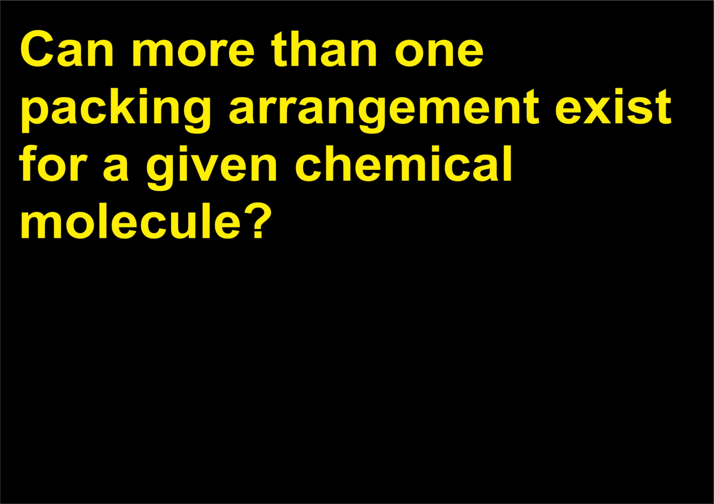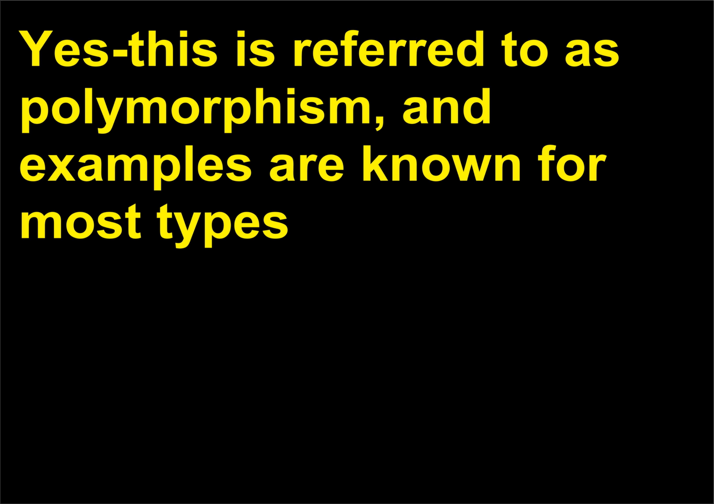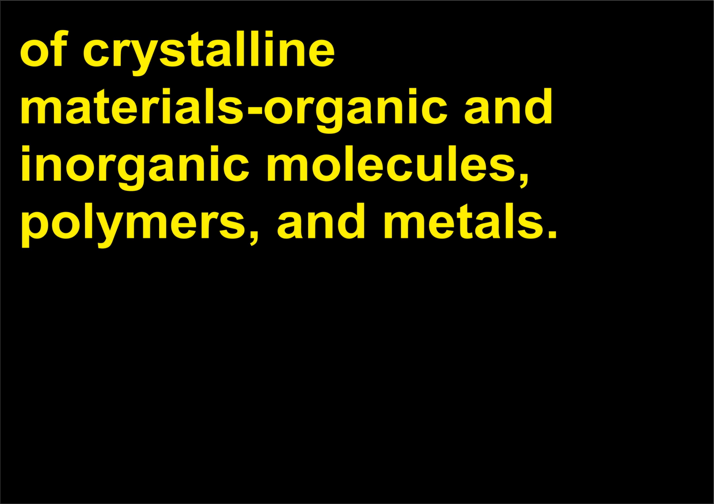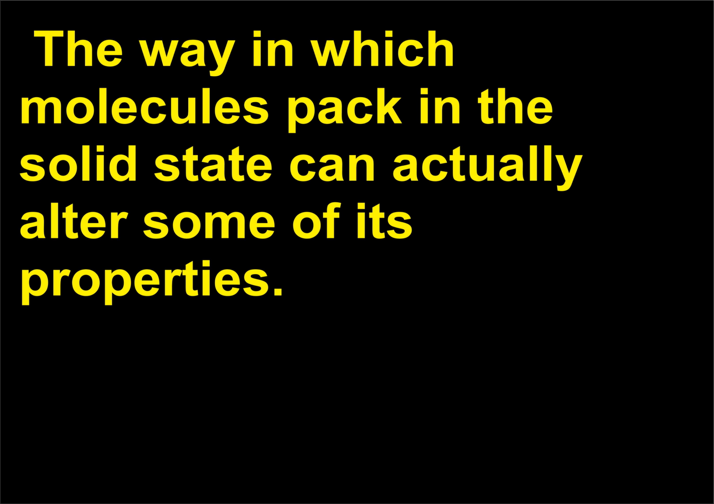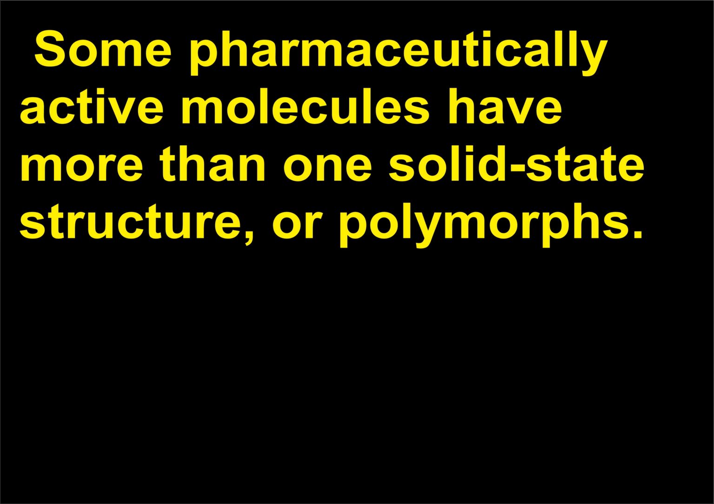Can more than one packing arrangement exist for a given chemical molecule? Yes, this is referred to as polymorphism, and examples are known for most types of crystalline materials, organic and inorganic molecules, polymers, and metals. The way in which molecules pack in the solid state can actually alter some of its properties. Some pharmaceutically active molecules have more than one solid-state structure, or polymorphs.